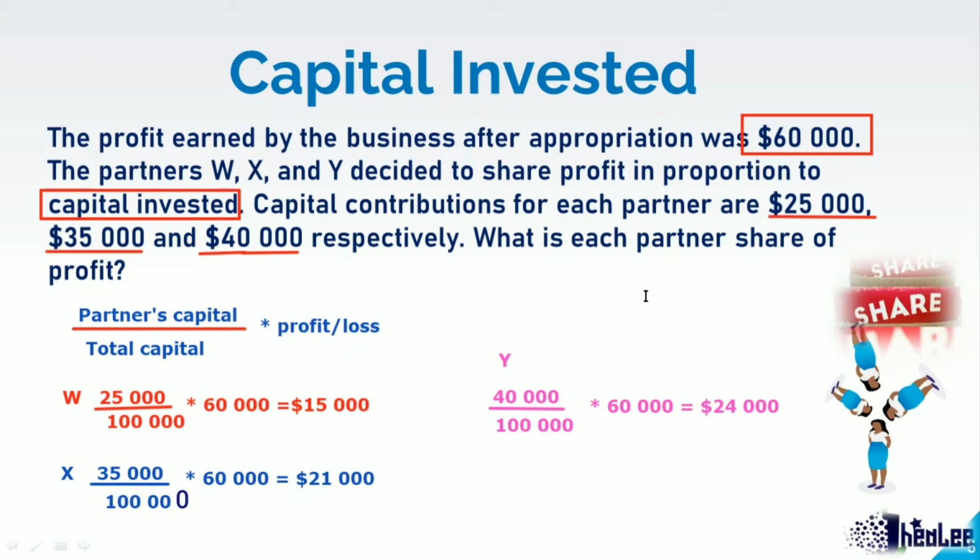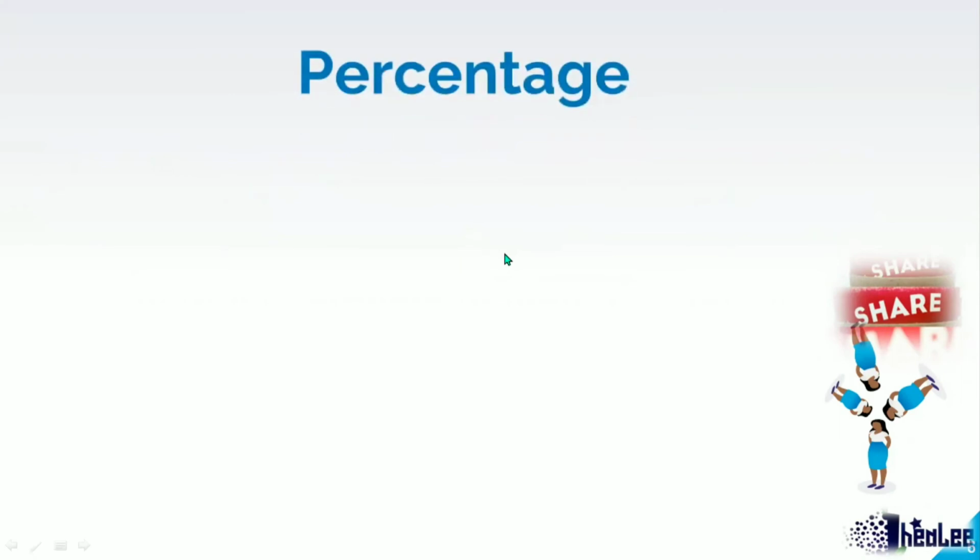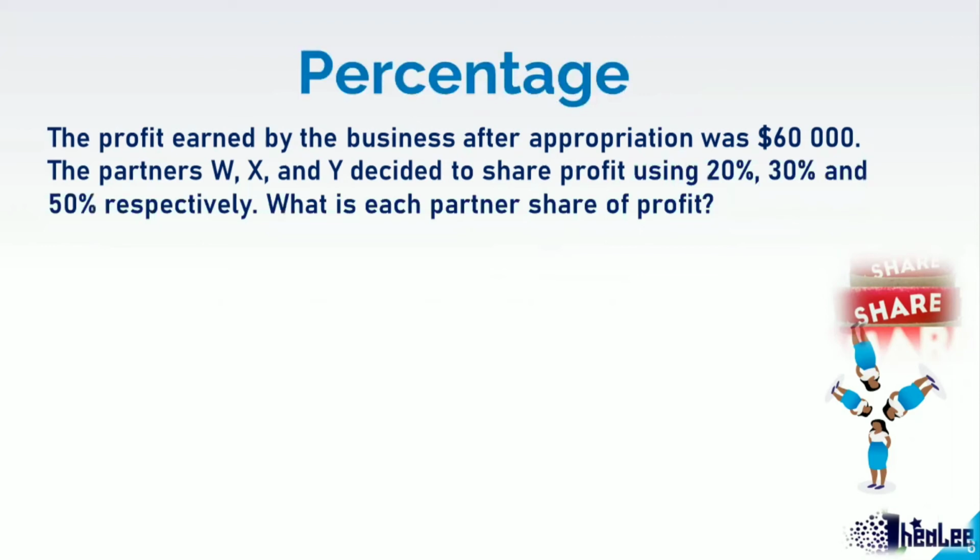So there you go for capital contributed, if you're using the capital invested to share the profit among the partners. So we're going to look at another aspect, and that is where you are asked to use percentage using the same profit, and that is the profit earned by the business after appropriation, which is $60,000. The partners W, X, and Y decided to share profit using 20%, 30% and 50% respectively. So W is to get 20% of the profit, X gets 30%, while Y would get 50% of the profit.